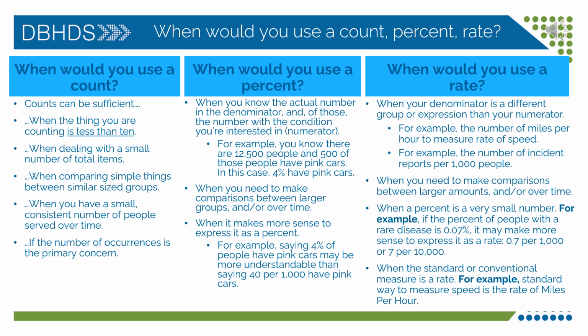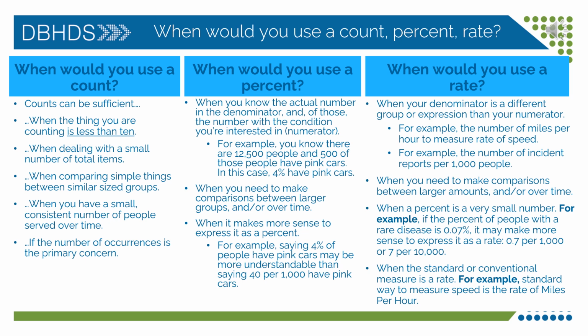Finally, let's look at when you would use a rate. We already talked about you would use a rate when your denominator is a different group or expression than your numerator. This cannot be a percentage, so it has to be a rate. For example, the number of miles per hour to measure rate of speed, or to measure the number of incident reports per 1,000 people. You could also use a rate to make comparisons between larger amounts and or over time for these situations where you have a different numerator than denominator.